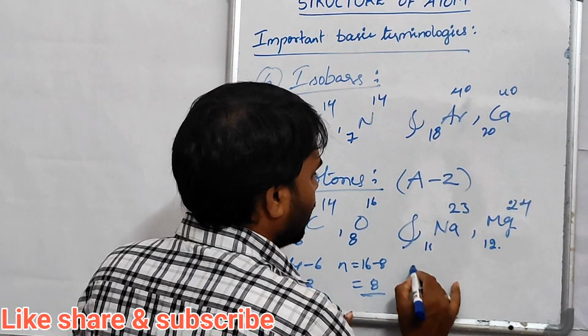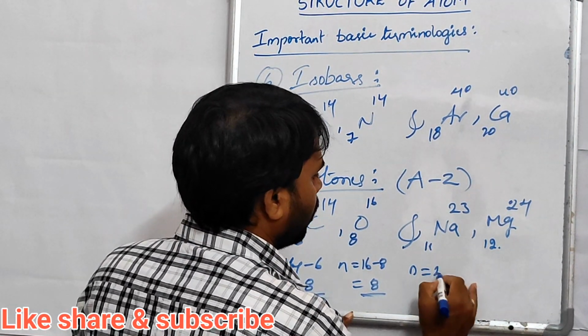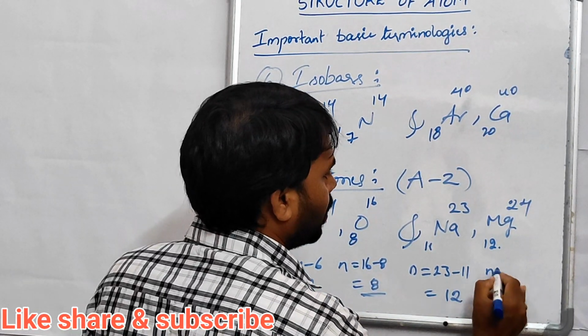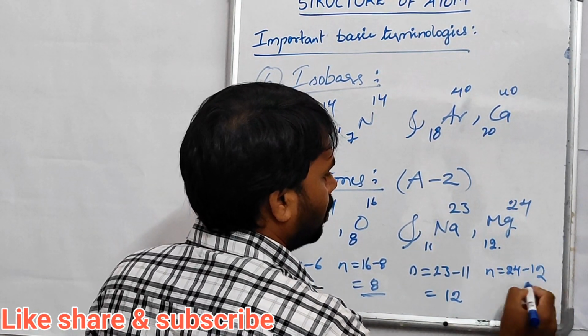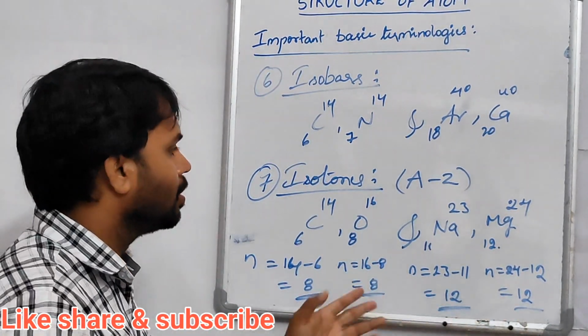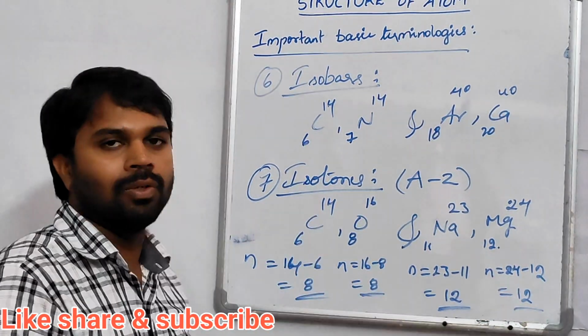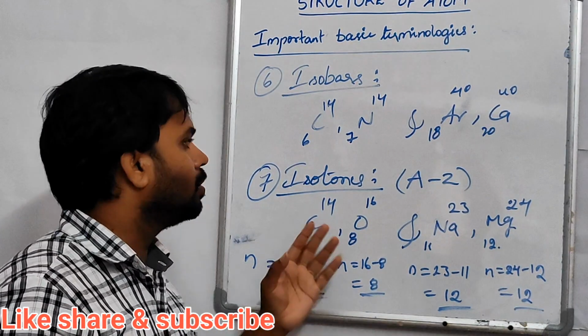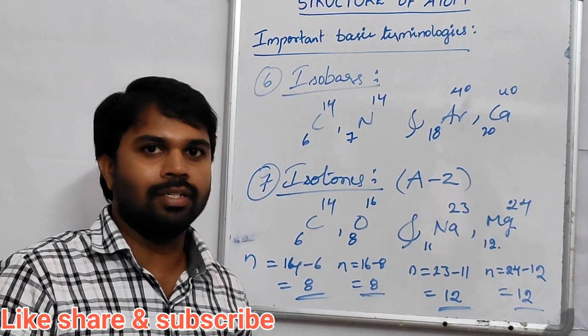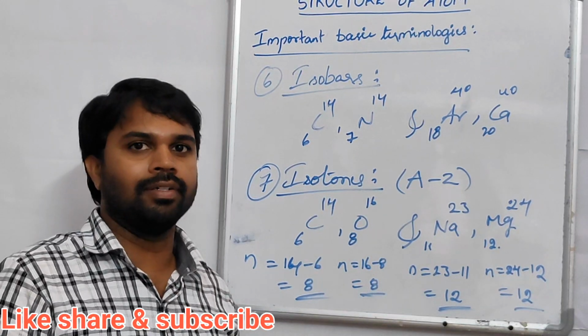In the case of sodium, the number of neutrons is mass number 23 minus 11, that equals 12. In the case of magnesium, 24 minus 12, that equals 12. In both cases, the number of neutrons is the same. These are called isotones. Isotones show different physical and chemical properties because the number of electrons and protons are different.